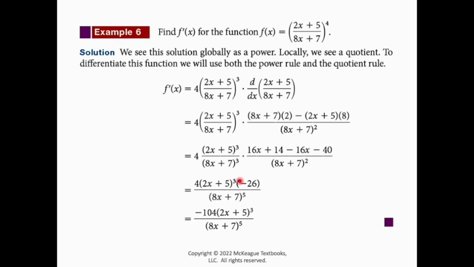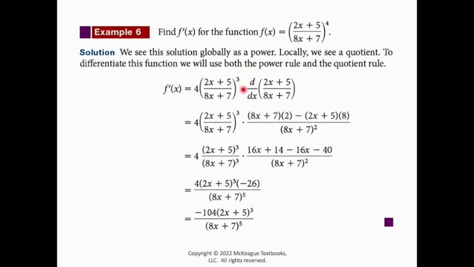Okay, in this next example, we're going to practice using the chain rule and the quotient rule together again. But in this example, we use the chain rule first. And when we take the derivative of that inner function, then we use the quotient rule because that inner function is a quotient. So when I take the derivative of this, the 4 comes down in front, and then the 3 goes up here because I decreased the 4 by 1.